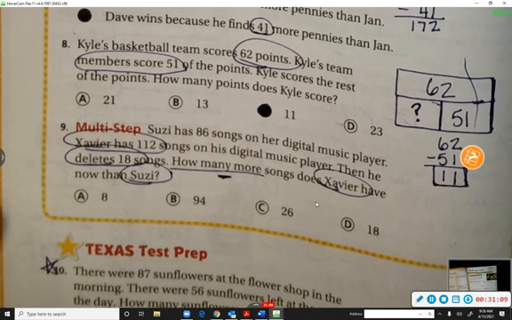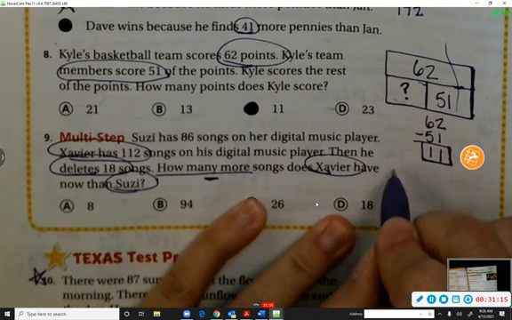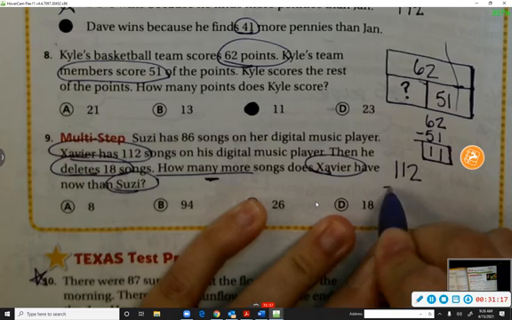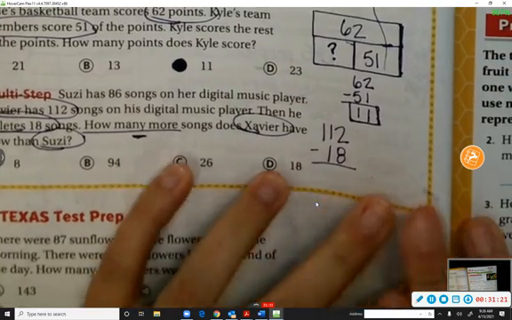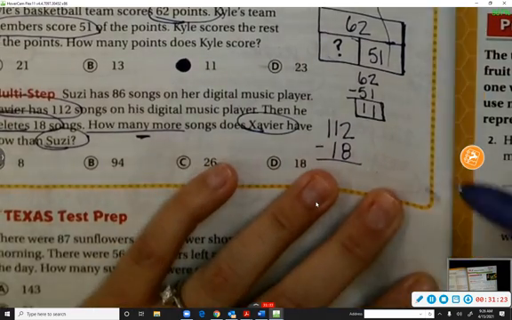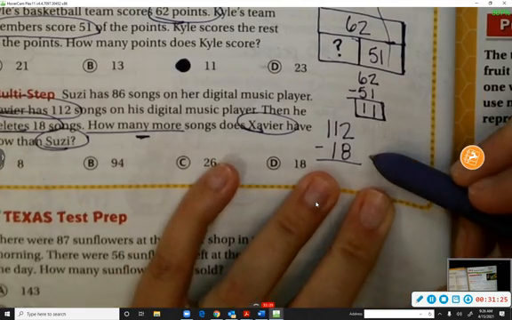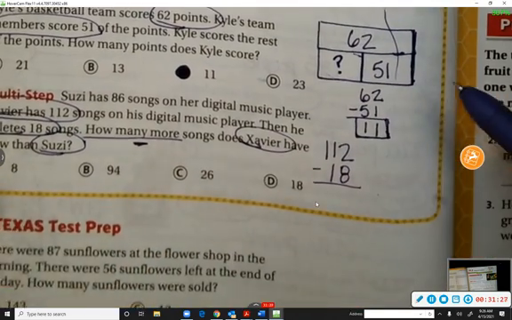Because he deleted them, okay? So we've got to take those out. He's got 112. He deletes 18. Okay? So that was the first step. And then still, some of y'all set this up correctly, but we subtracted wrong.